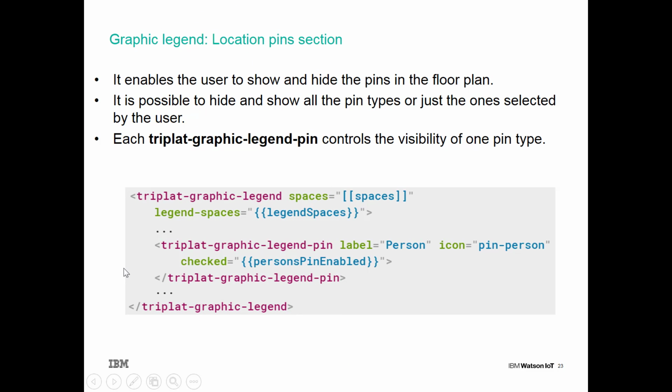The last section that we can add to the graphic legend is the location pin section. The location pins enable the user to show and hide the pins in the floor plan. It's possible for the user to hide or show all the pins or just the selected ones. Inside a triplat-graphic-legend, we can have 0 or more triplat-graphic-legend pins. Each one will control the visibility of one pin type.